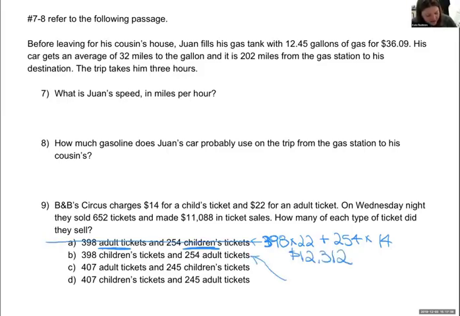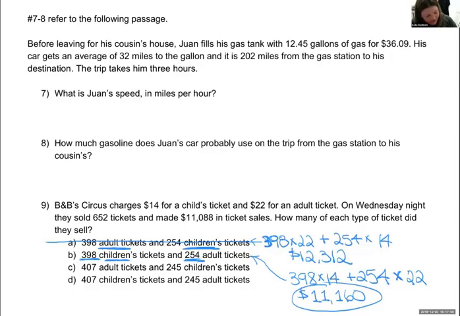Okay, so let's look at this one. So this time I have 398. Each time I sell a child's ticket, I'm making $14, and I'll add that together with each time I sell one of those 254 adult tickets, I make $22. Wonderful. And if I type that whole thing in, I get 11,160. Close, but not 11,088.